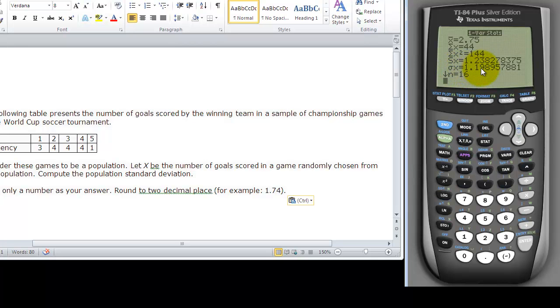This is the population standard deviation, which they tell us is what they want. When you're doing this for the mean, it doesn't matter, they both are the same, so that's why there's no distinction there. But for the standard deviation, it's different. So our final answer in this problem would be 1.2.